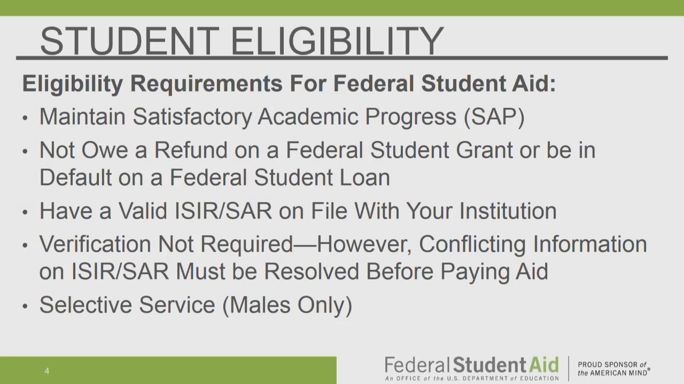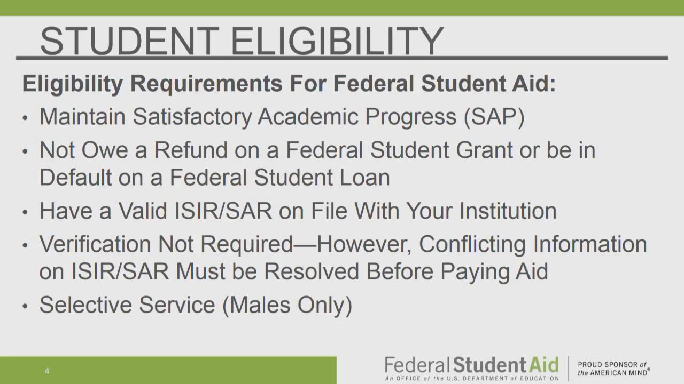Also for foreign schools, verification is not required. This is something that we use in the domestic schools where we match the student, and if they're a dependent student, we match their parents' tax returns, their tax information to what they put on the FAFSA. But you have to resolve conflicting information before you pay aid. So you're lucky we don't have to deal with the verification piece. It takes extra time. But conflicting information does have to be resolved before you pay on the student aid report or the ISIR.